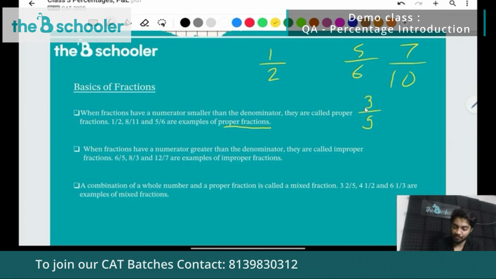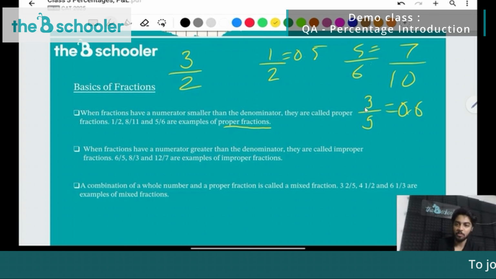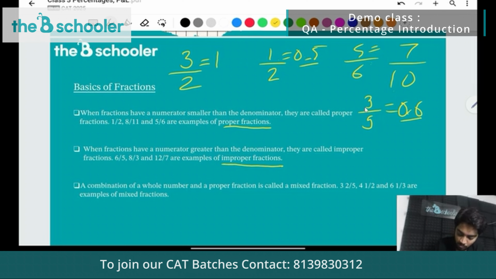But what about 3 by 2? If you see, the numerator is greater than the denominator. So the moment you see that, you should be able to understand that if you convert this into decimal form, you will get a value above 1. Those kinds of fractions are called improper fractions, where the numerator is greater than the denominator. For this you will get the value as 1.5.